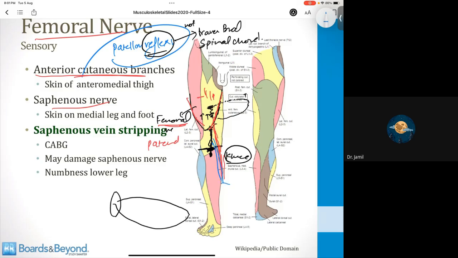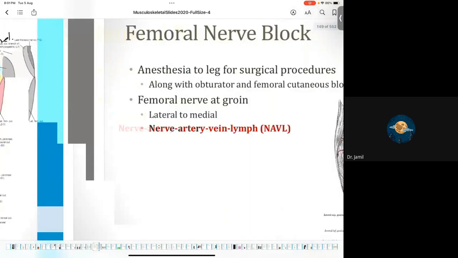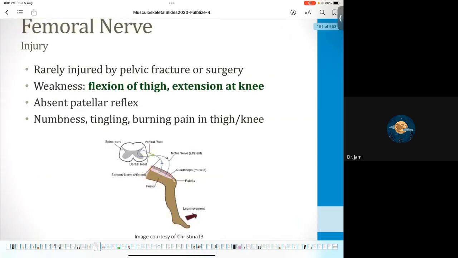So if you remember for CABG, we basically take the saphenous vein to have a proper bypass, right? So we can sometimes take the saphenous vein, but it can lead to compromise of the saphenous nerve, which is a branch of the femoral nerve, moving in close association with your saphenous vein. So this condition is going to be called saphenous vein stripping, whenever the nerve is compromised. That's a simple thing, but you should just know this.